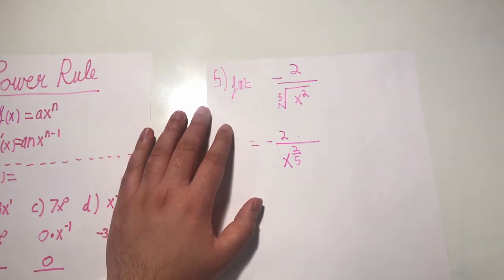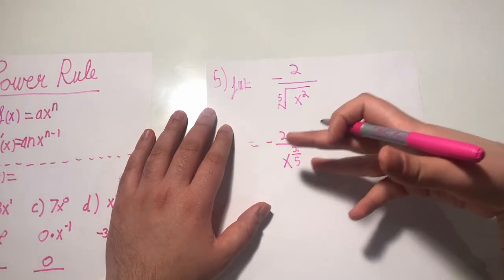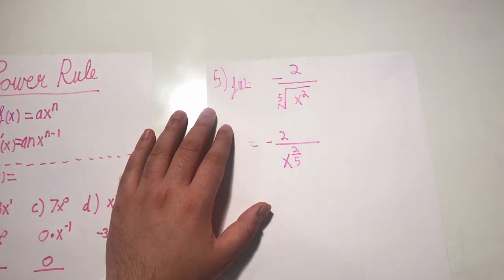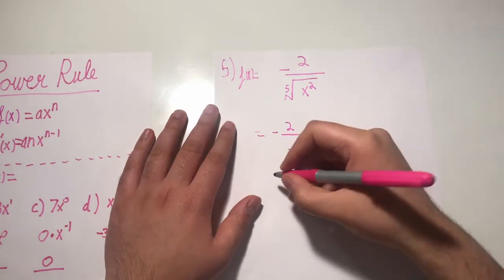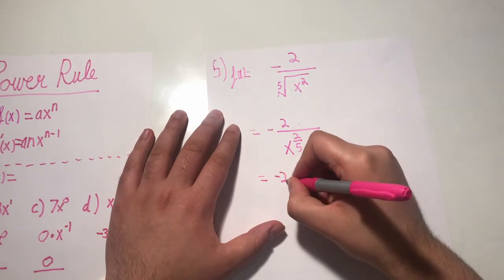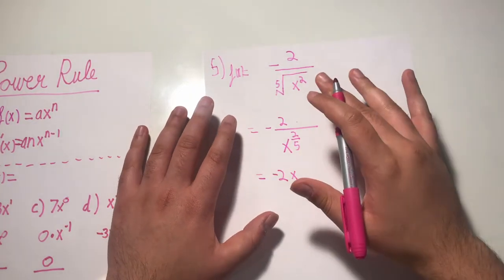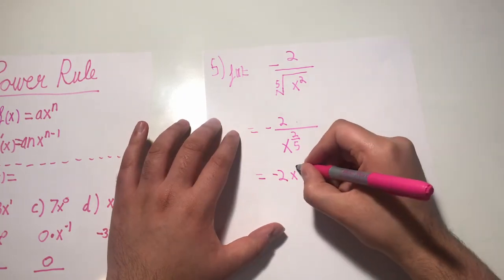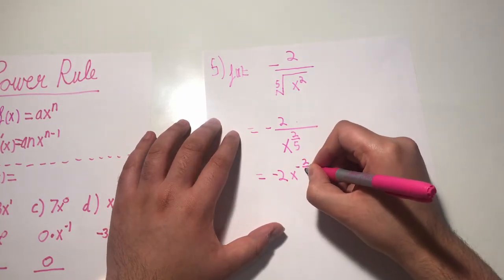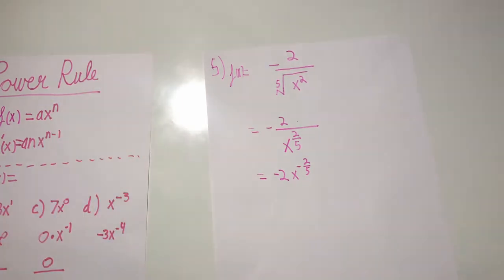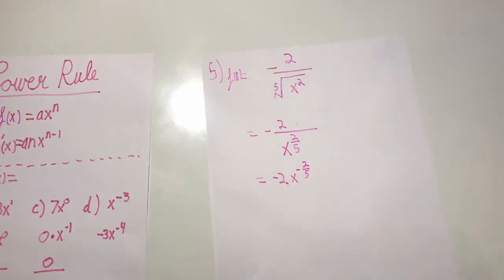How do we get rid of our fraction? Well, same rule as before. We bring the x up to the numerator and negate our exponent. That's going to now be negative 2, x raised to the negative 2 over 5. Now we have it in the form of something we can take the derivative of: a number times x to some exponent.